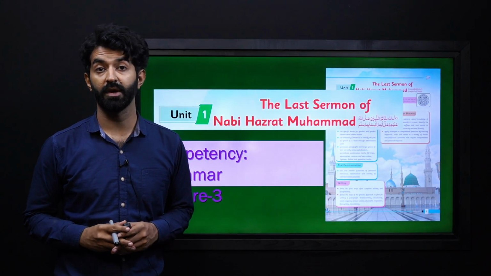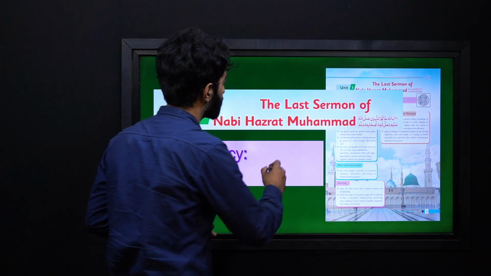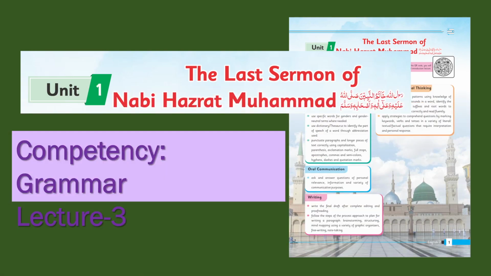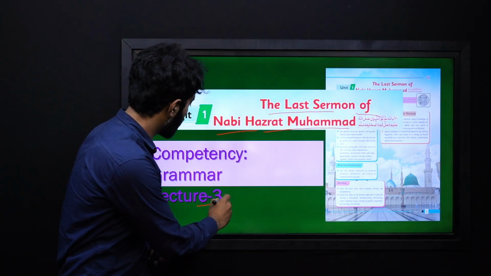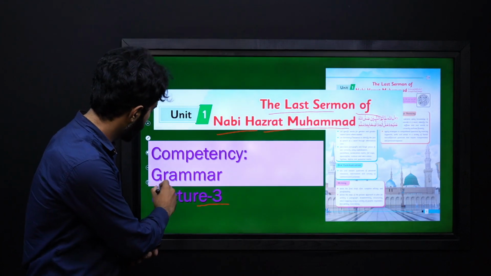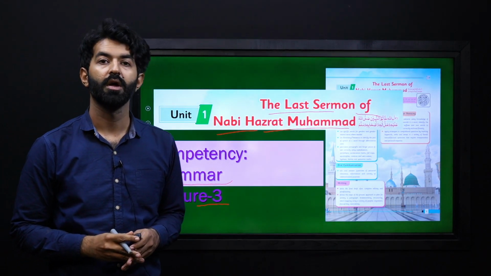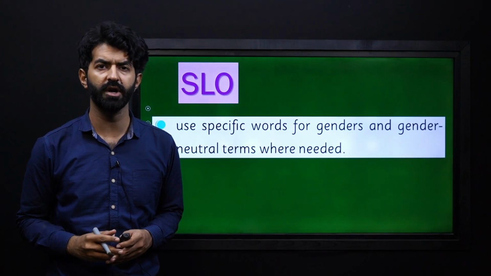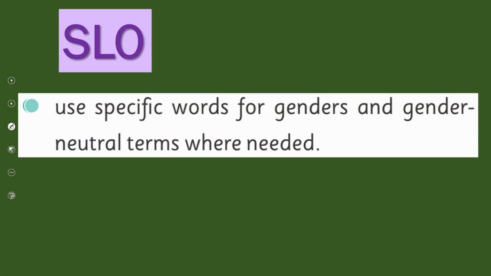So as you know, we are dealing with our unit number 1, the last sermons of Nabi Hazrat Muhammad sallallahu alaihi wa alihi wasallam. This will be our lecture number 3. The competency we are dealing with is grammar. So class, let's begin by reading and understanding our students' learning outcome for this lesson. It says: use specific words for genders and gender neutral terms where needed.